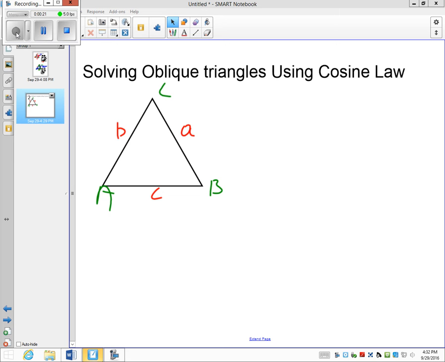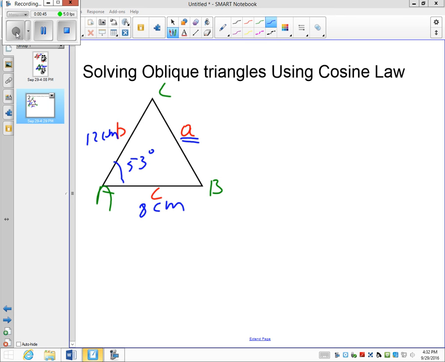All right. Let's provide some information for this triangle. Angle A, let's say, is 53 degrees. Let's say side C is 8 centimeters and side B is 12 centimeters. Okay. We need to solve for side A. This is what we need to figure out.